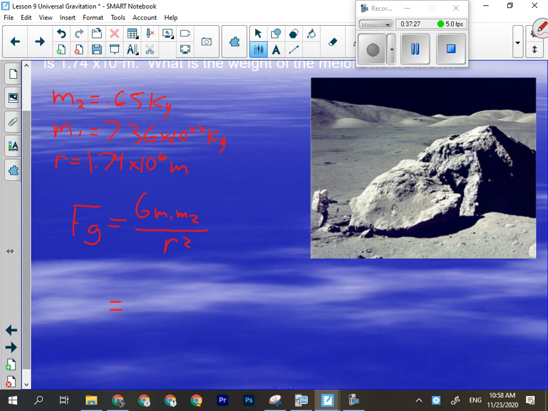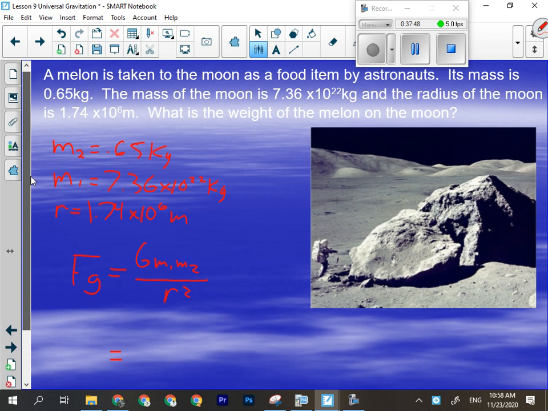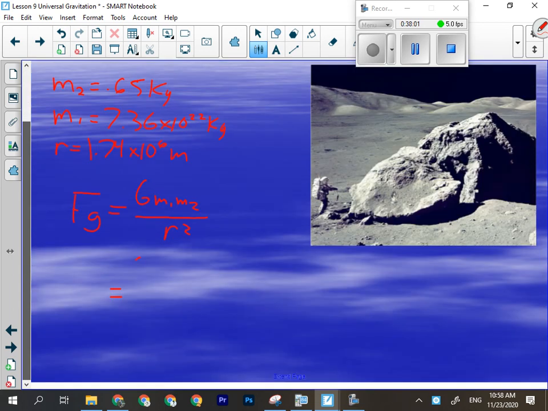The weight of this melon should be small. Agreed? I mean, it's not a big thing, and it's on the moon, 1/6 of what it should be here on Earth. I just say that because I want you to think about what kind of number would be reasonable. On Earth, this melon would weigh about 6.5 newtons or so. Not very heavy.